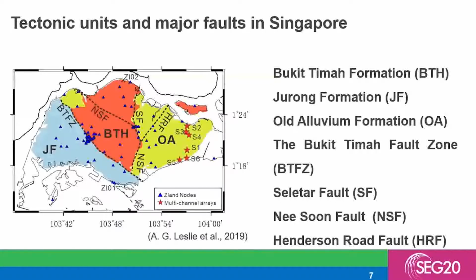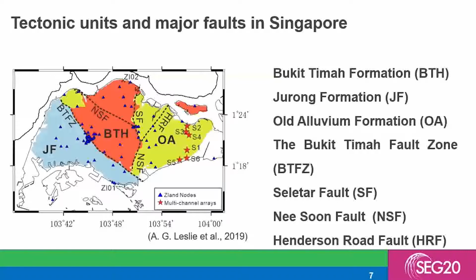The depth to bedrock is believed to be 50 meters or less for the Jurong and Bukit Timah Formations, and 100 meters or more in the old alluvium formation. For bedrock detection, we use two sets of data to record the ambient noise. The first one is short period seismometers for the whole island observation. We will use 1 month of data to get the velocity map of the whole island.